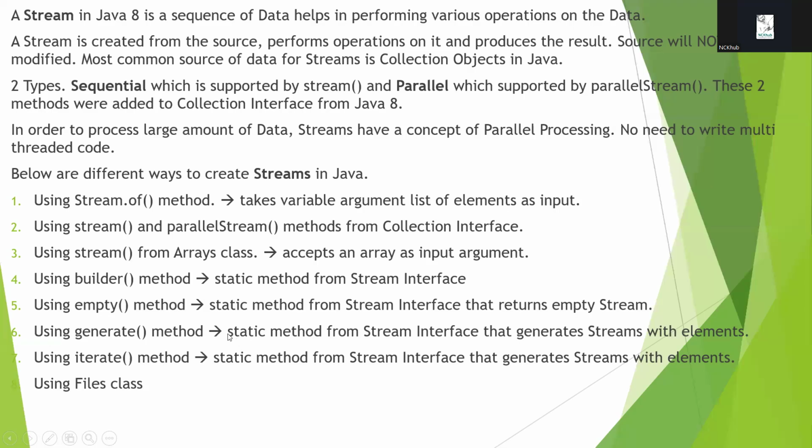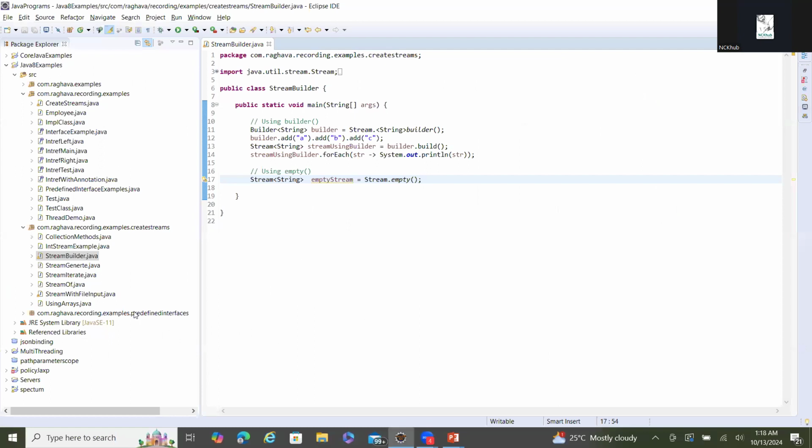But for generate, if you try to create a stream using this particular method, you will be providing a logic to the execution itself, and using that logic, elements will automatically get added to the stream, and then the stream will be created. Let us see that in action.